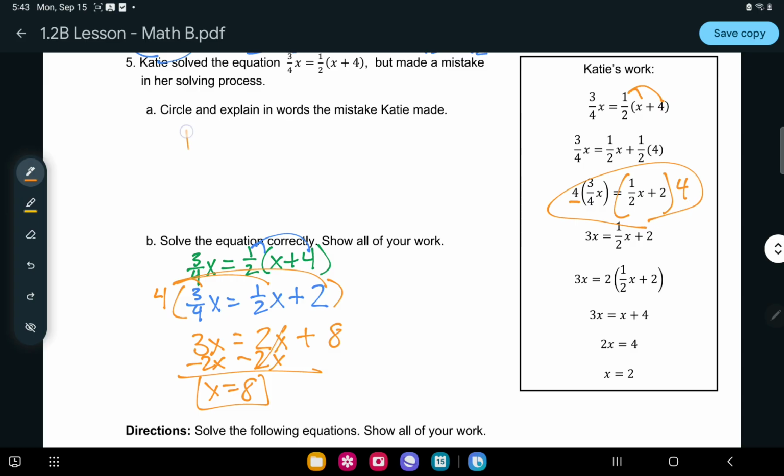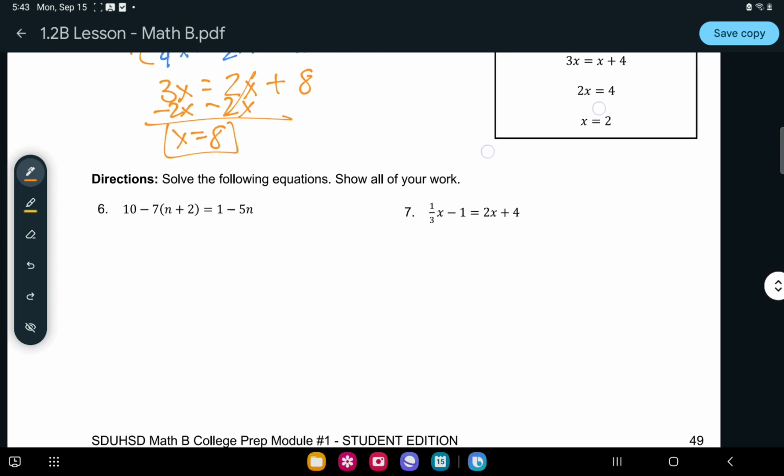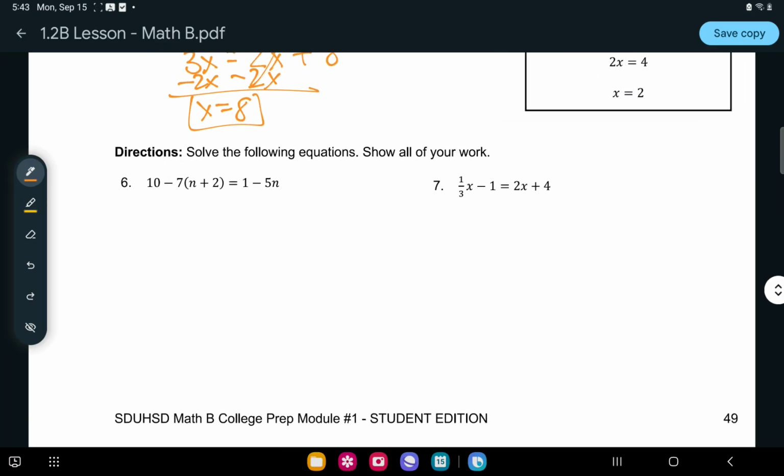So we're going to say Katie forgot to multiply the right side by 4 when trying to clear the fraction. Okay. Now I'm going to go down to 6 and 7.